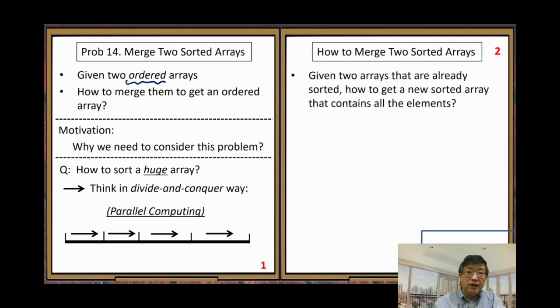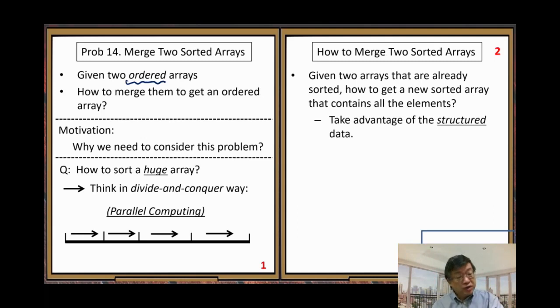All right, so here, the current situation, given two arrays that are already sorted. How to get a new sorted array that contains all the elements. Here, when we solve this problem, we need to take advantage of the structured data. The order structure is already there. We should take advantage of it. Using that structure can help us reduce a significant number of comparisons.